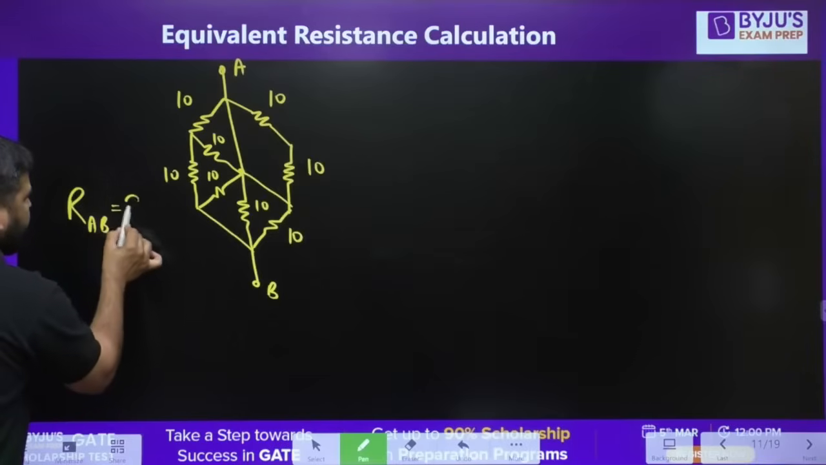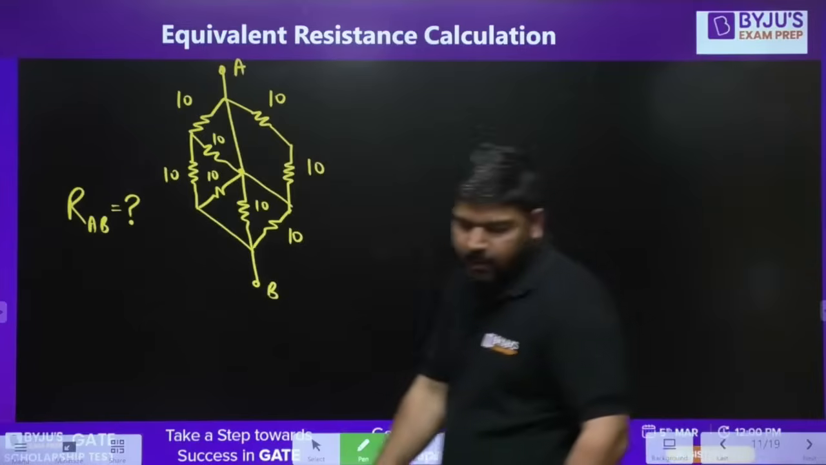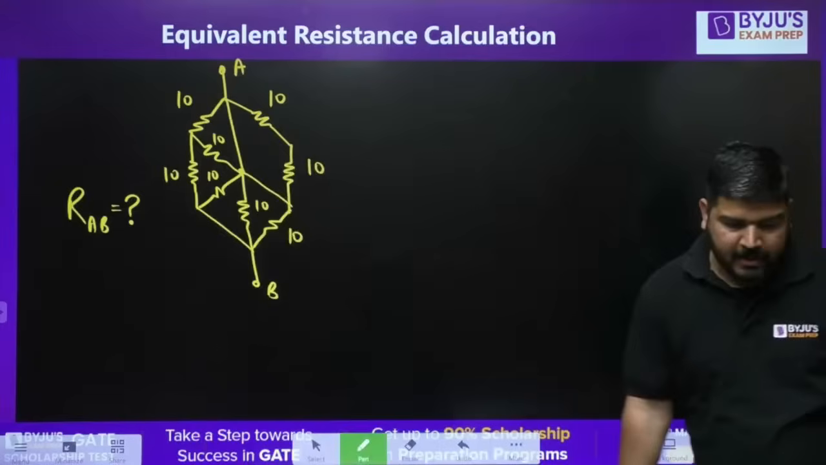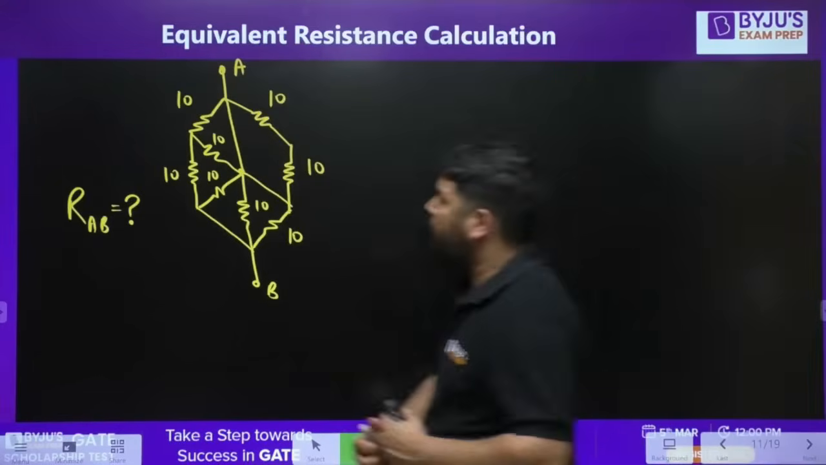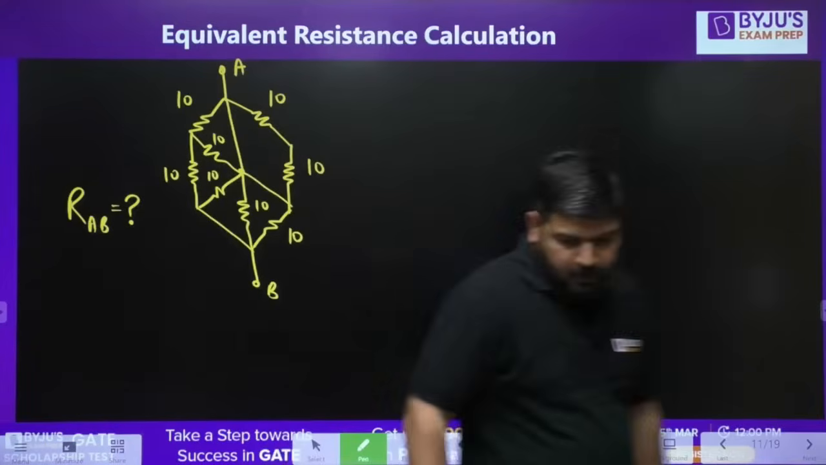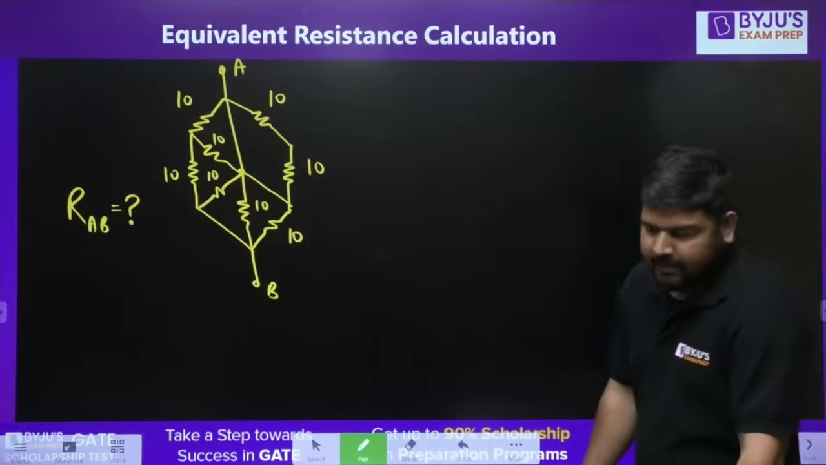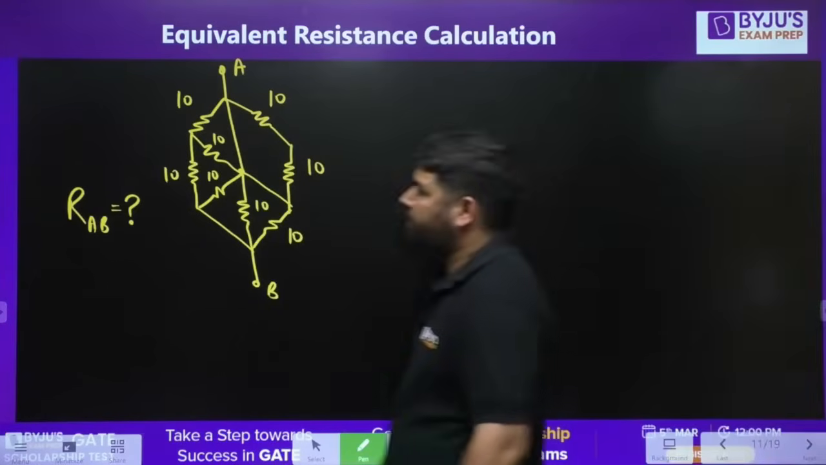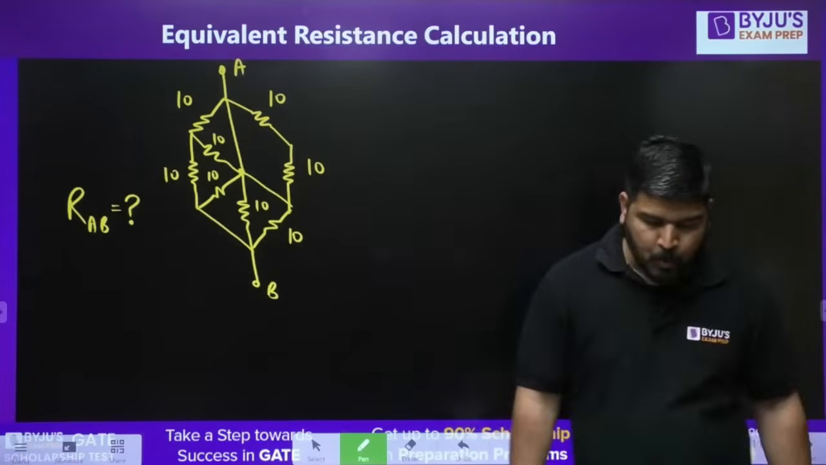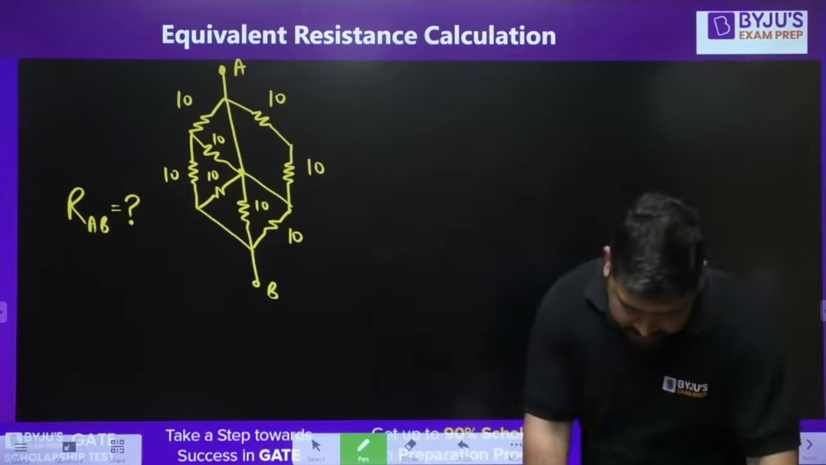How to calculate RAB? Tell me, guys, how to calculate RAB? We need to calculate the equivalent resistance between A and B. Do it fast. Let's see how many of you can solve it. This is a simple question. I'm giving you 2 minutes, not more than that.